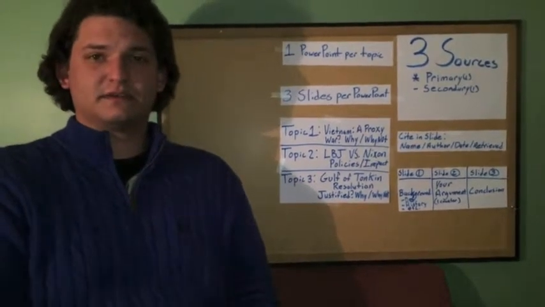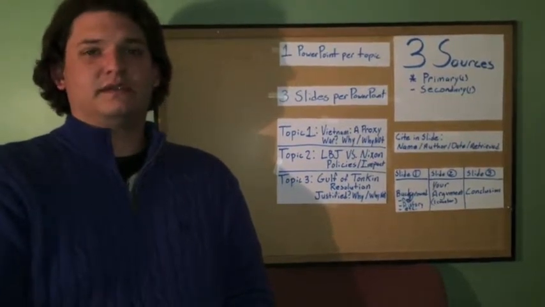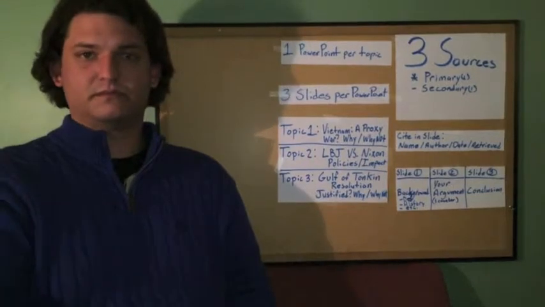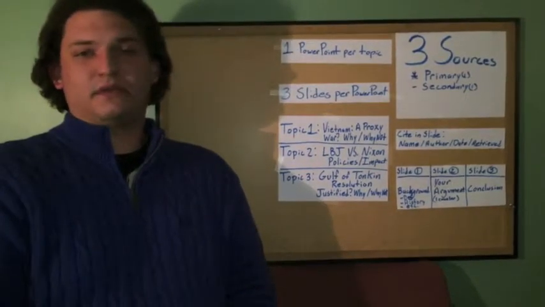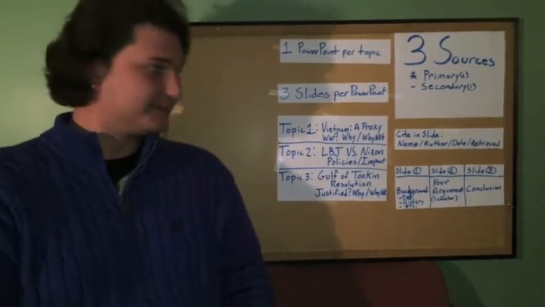Now, a secondary source is material that's retrospectively written on an event. So it's more analytical and it uses primary sources to make its case. So you can use those as well, but you're required at least 1 primary source.